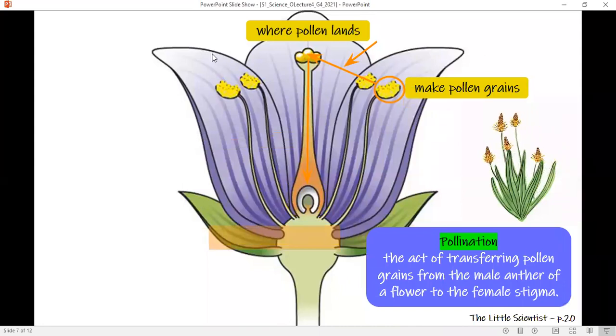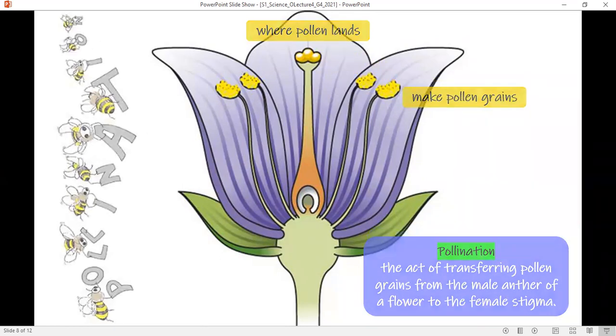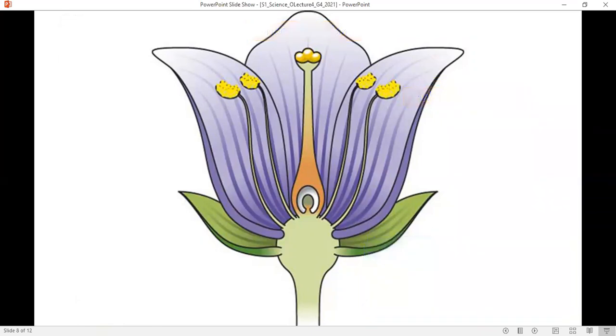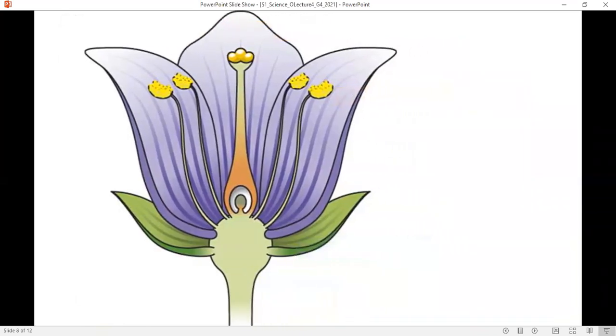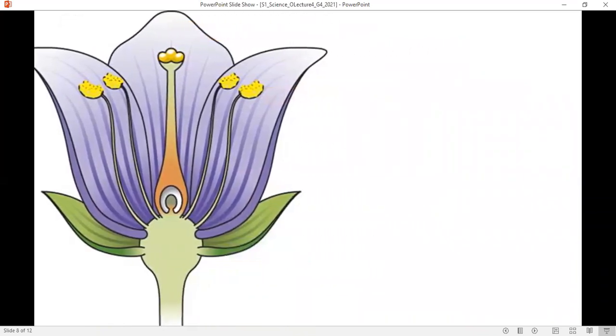Pollination is transferring, is moving pollen grains from the male anther to the female stigma. So it's from the male anther to the female stigma. Again, from the male anther to the female stigma. This is pollination. Pollination can be done by wind or by a pollinator such as bees or butterflies.